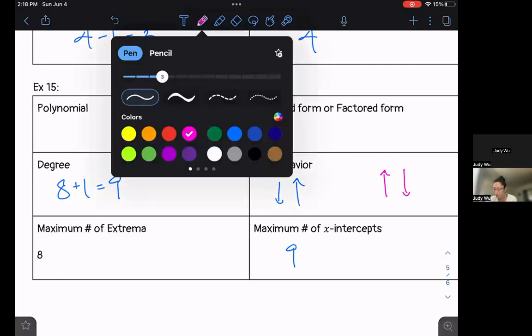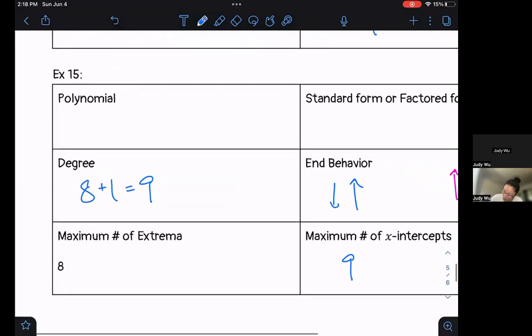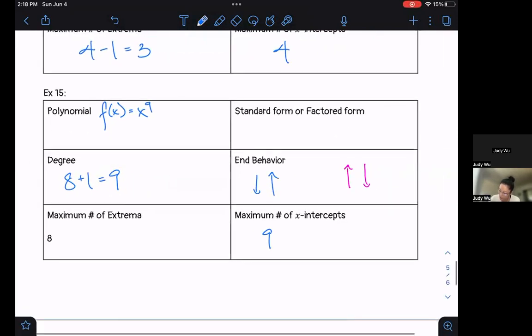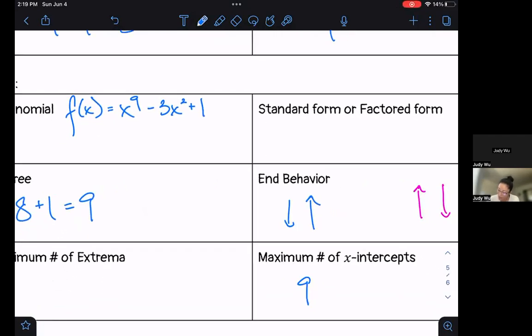And I want to go maybe as simple as possible here. So I could have a 9th degree polynomial. f of x would equal x to the 9th. That would be something that is end behavior matching this, all right? And this one, if I wanted to, I can make it fancier, x to the 9th minus 3x squared plus 1. And if I did that, I would have one that is in standard form, polynomial in standard form.